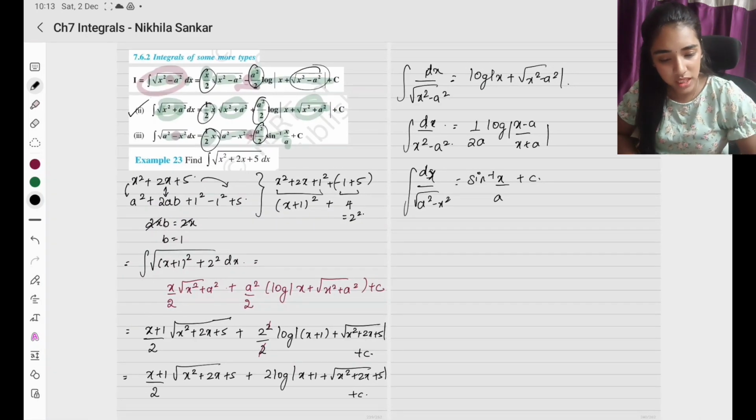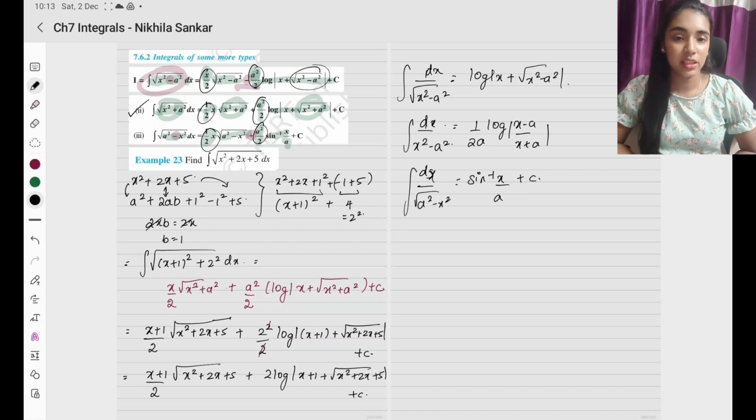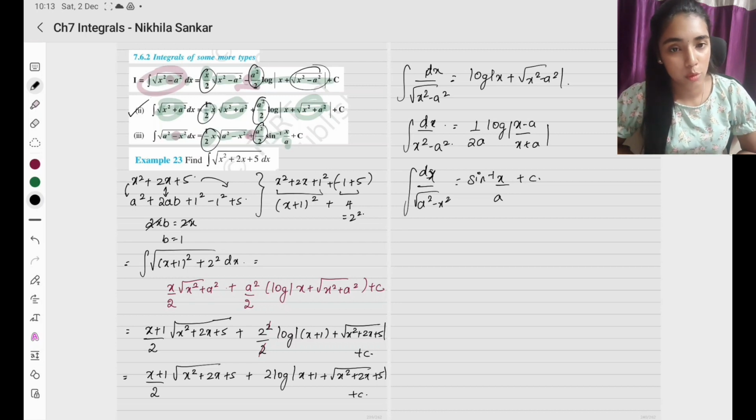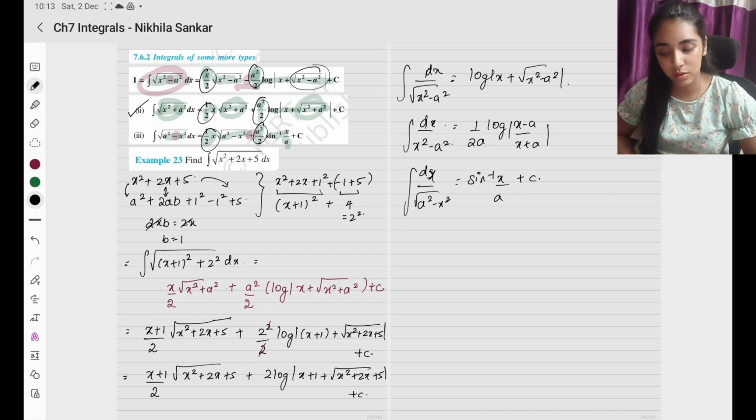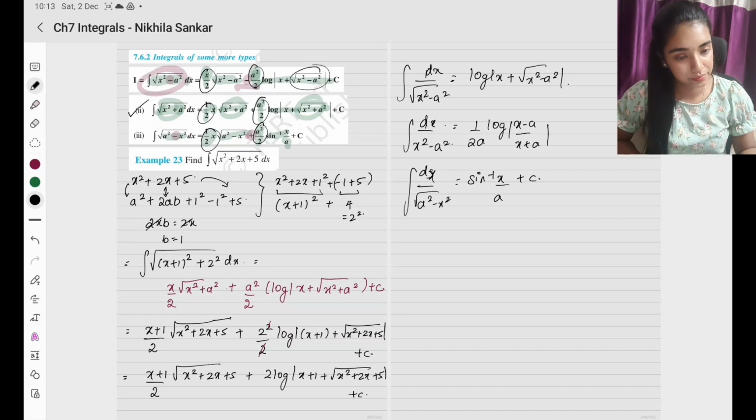Okay, understood? We have to do the completing the square method the way we did before, only the formula is different here. Okay, so that is the only difference.